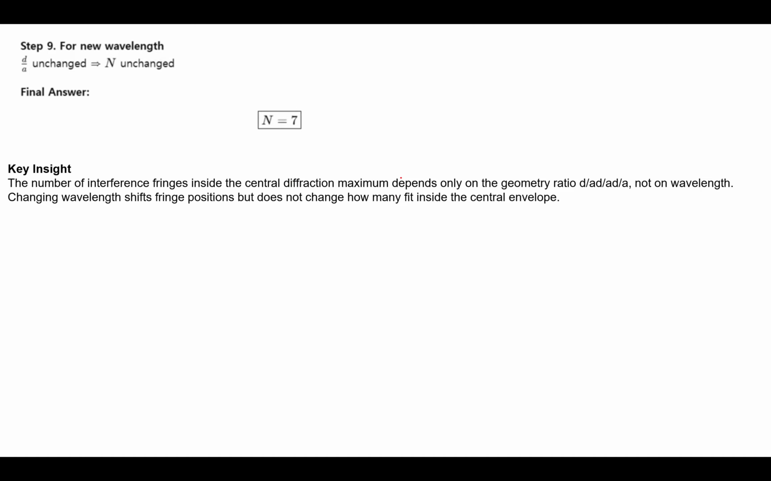So what it means is that if you have two slits with a certain slit separation and also slit width, the number of fringes is not going to change if you change the wavelength slightly. But what changes is the dimension. The pattern does not change, but only the dimension; the actual theta is going to change.